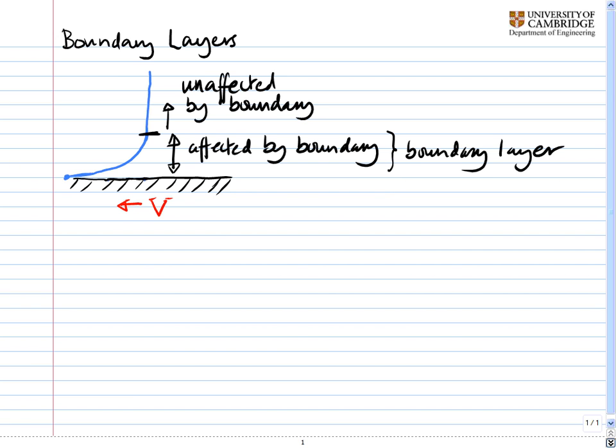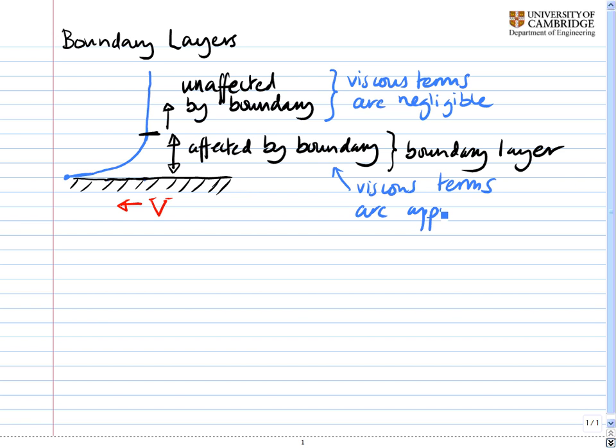An equivalent way of defining it is that in the part unaffected by the boundary, so outside the boundary layer, here, the viscous terms in equations of motion are negligible. And often, as a measure of that, we say that they're less than 1% of the other terms, the pressure terms and the inertial terms. Whereas in the boundary layer, the viscous terms in the equations of motion are appreciable. By that I mean not negligible.